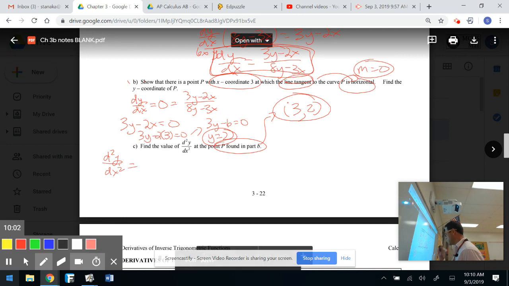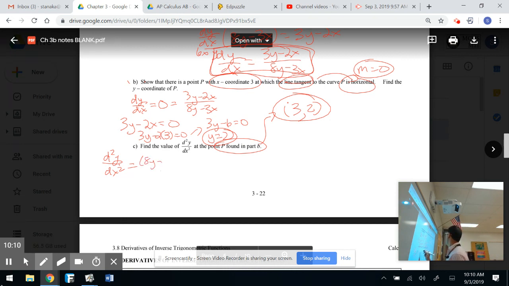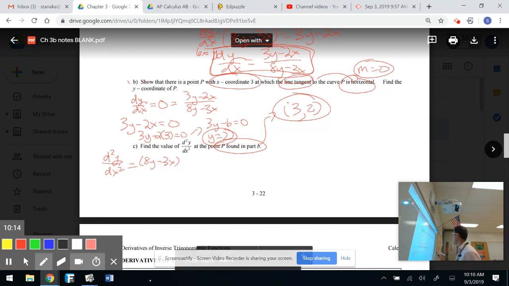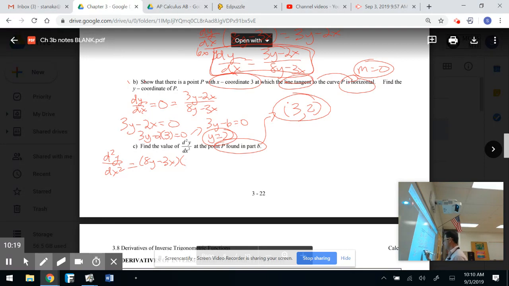Okay, a little notation of second derivative. Low d high. The low, and the low was 8y minus 3x, right, class? Times the derivative of the high, and the derivative of the high, oh, snap. That's a little bit of implicit differentiation I have to do up there. So it'll be 3 dy/dx, right, class?